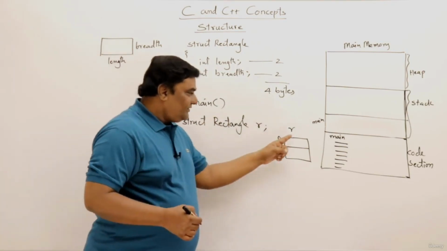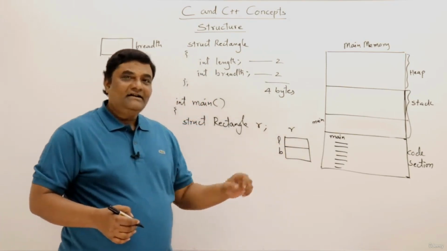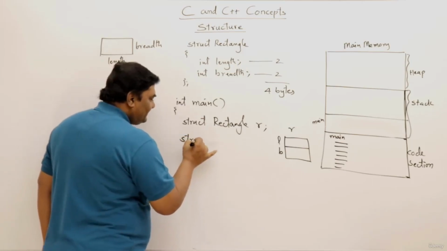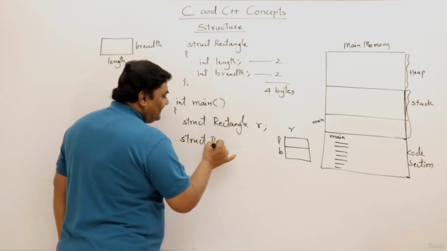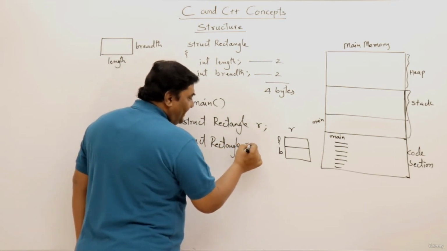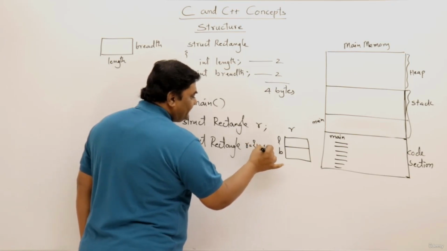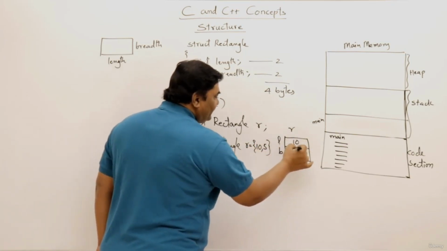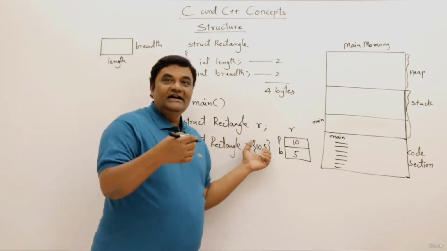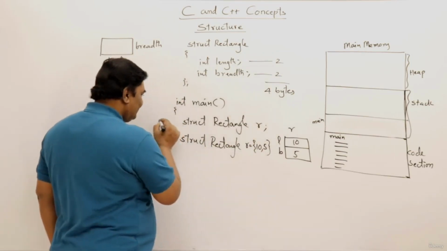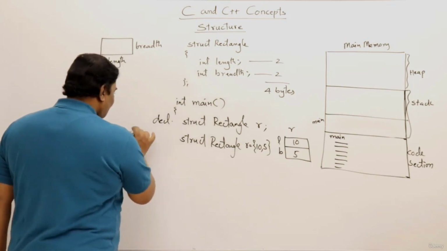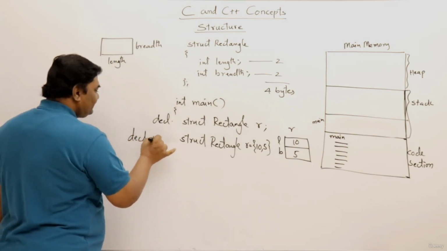Now, if suppose I want to initialize it, then I can declare and simultaneously initialize it. So let us say struct, I will rewrite the same thing, rectangle, right? I'll use the same name, R, with values, I can say 10, 5. So length is 10 and breadth is 5. So 10 and 5 will be filled in this one. So this is how we can declare as well as initialize. This is just a declaration, right? And this is declaration plus initialization together.